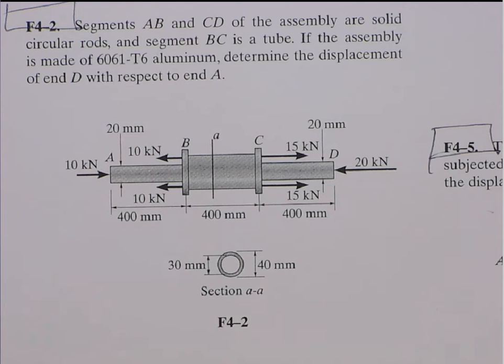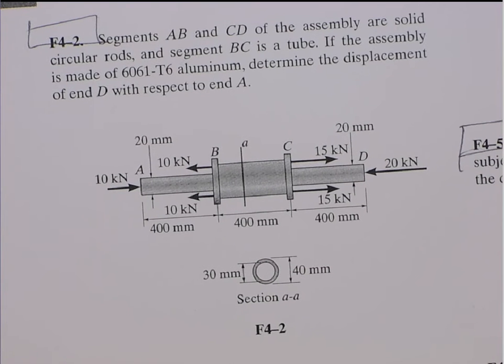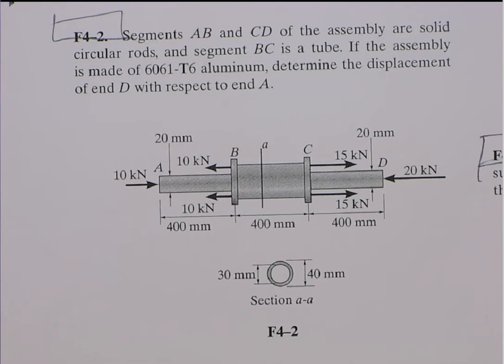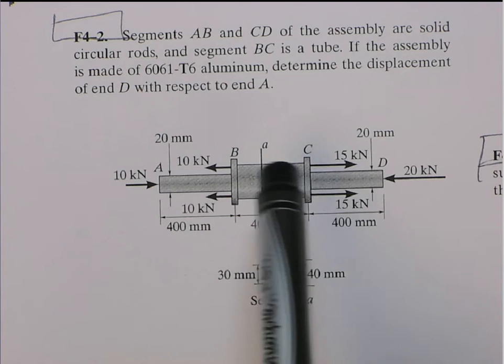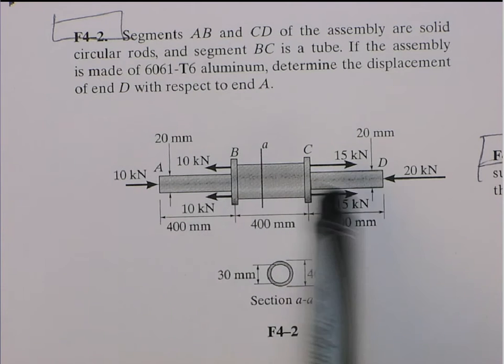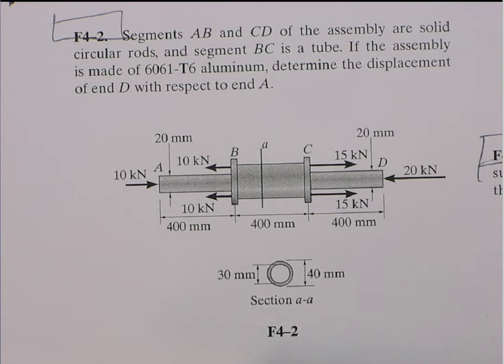Okay, so in this one we'll solve problem F4-2. So we've done one similar to this. This is similar to the one we did in class. It's just maybe a little more involved. It's a tube with multiple sections. The ends are solid. The center is hollow, as shown here.